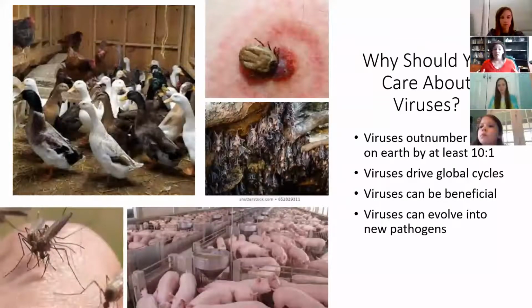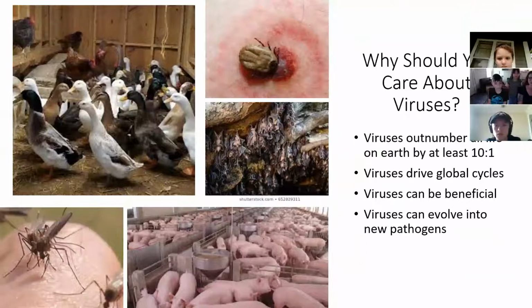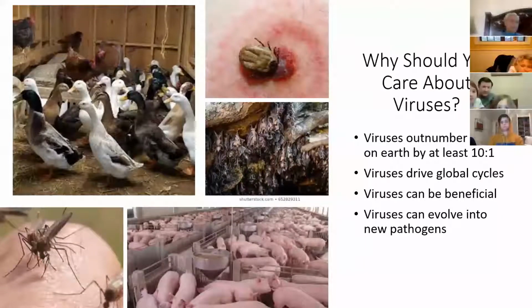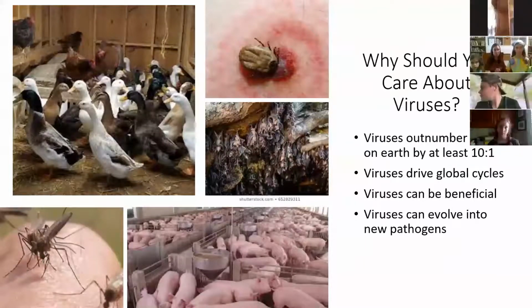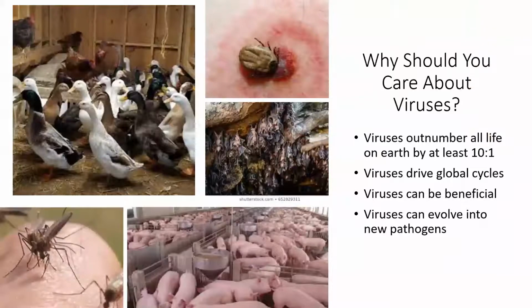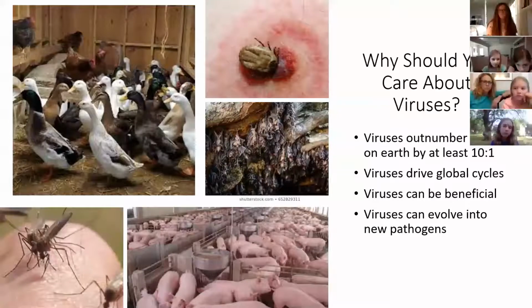Well, if you combined all living things on this planet, viruses would still outnumber us by 10 to 1. They drive global cycles, and a lot of viruses can be beneficial. We've identified a lot of beneficial interactions between viruses that infect plants, animals, and even humans. But what I like most about viruses, and what makes me so excited to research, is that viruses evolve really fast and they really can evolve quickly into new pathogens.